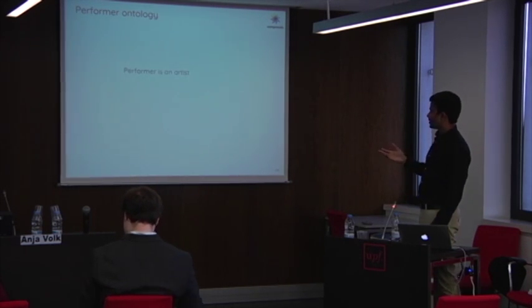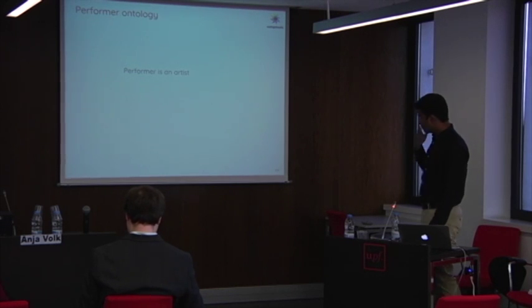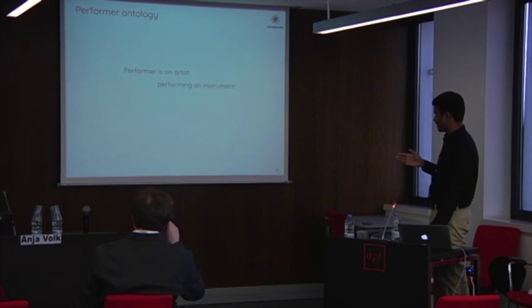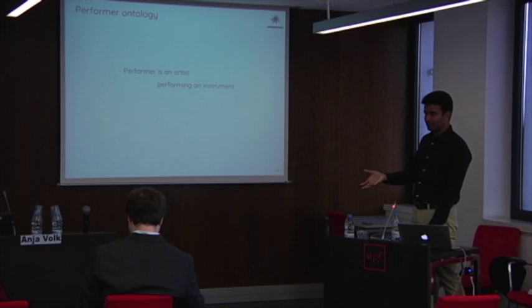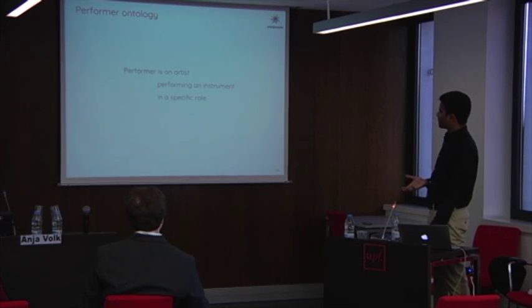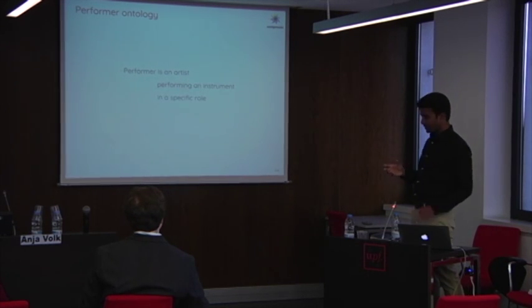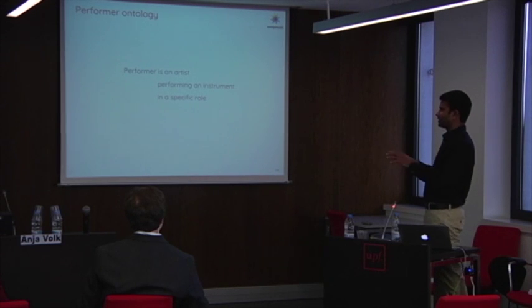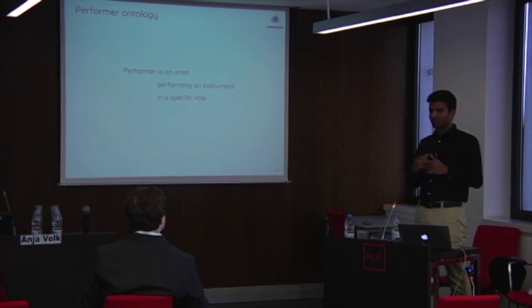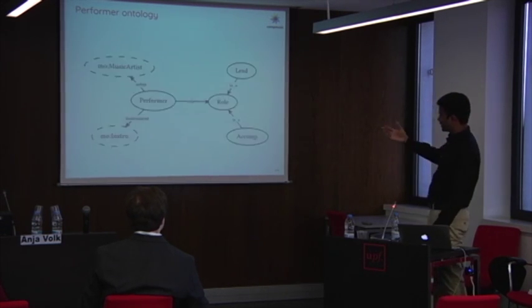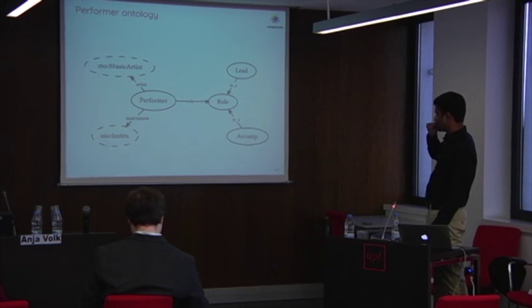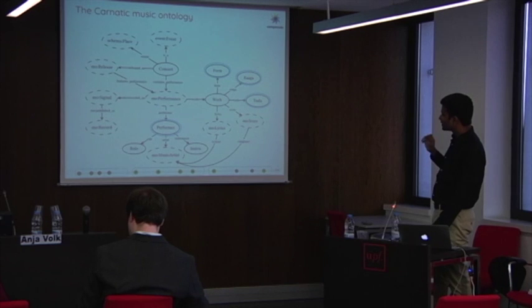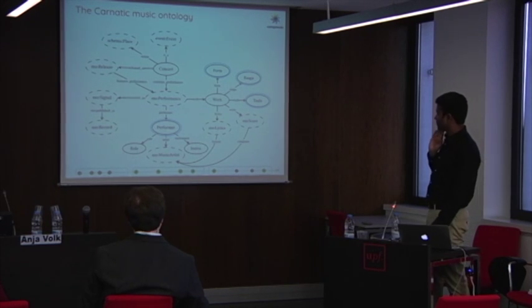And another ontology that we defined is this performer ontology. Basically, we would like to say the performer is an artist performing a certain instrument in a specific role. We were able to find design patterns that say a performer is an artist performing an instrument, but not in a specific role. That's the reason we defined another class and created this ontology. And this is the summary of the Carnatic music ontology and how the component ontologies fit into the whole picture.